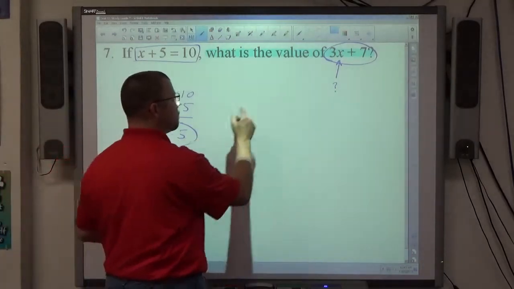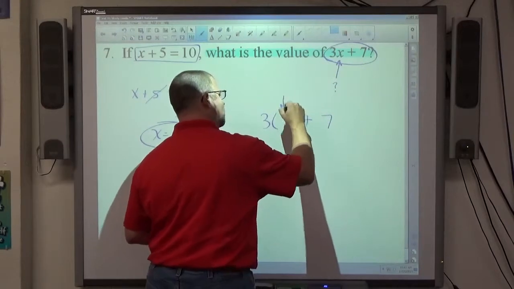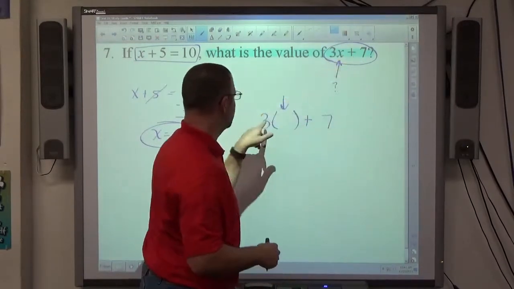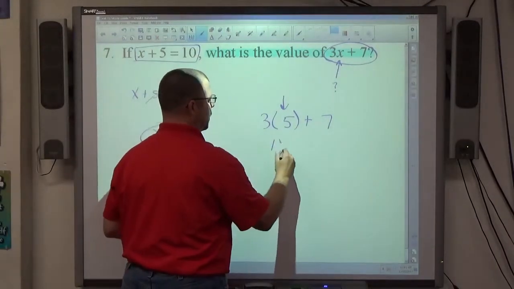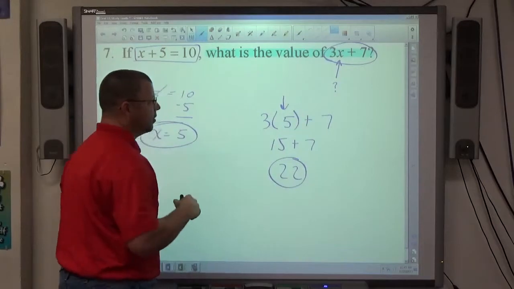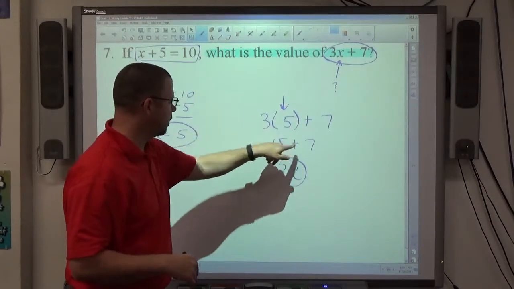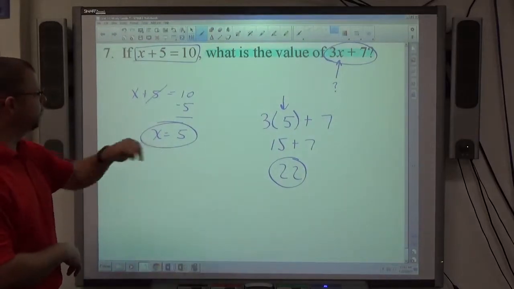Once I know x equals 5, I'm supposed to evaluate this. X belongs right there because 3 times x plus 7. We substitute the 5 in for x. 3 times 5 is 15, and 15 plus 7 is 22. Follow the order of operations at that point. Multiplication happens first, addition or subtraction happens second. So 22 is the final answer that we're looking for in that problem.